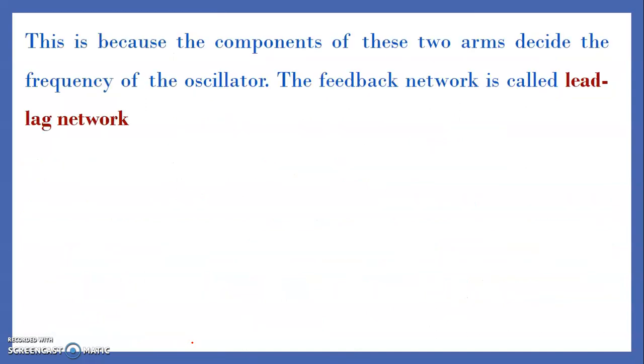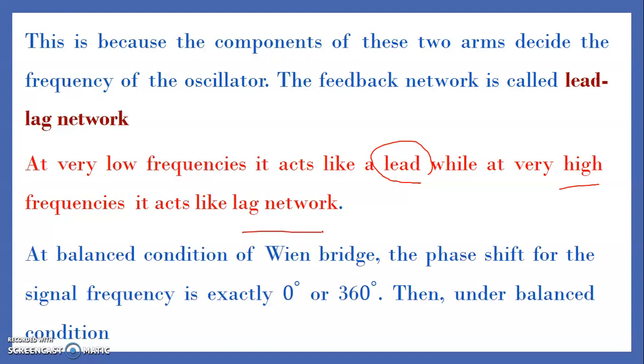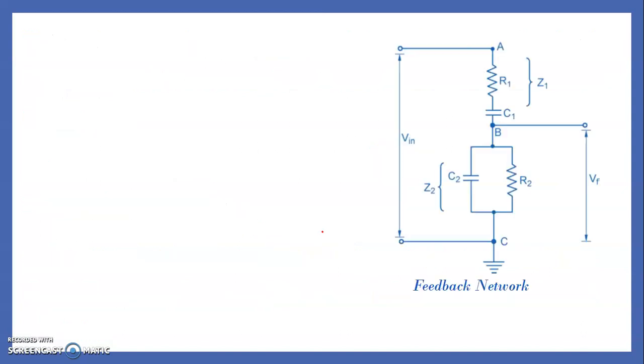So before getting into that, let me take what is a lead lag network. At very low frequency, this lead lag network will act as a leader, whereas at a higher frequency, it acts as a lag network, that it will be going lower than the expected one. So in the balanced condition, the phase shift required is going to be 0. Therefore, in balanced condition, we have considered the feedback network alone.